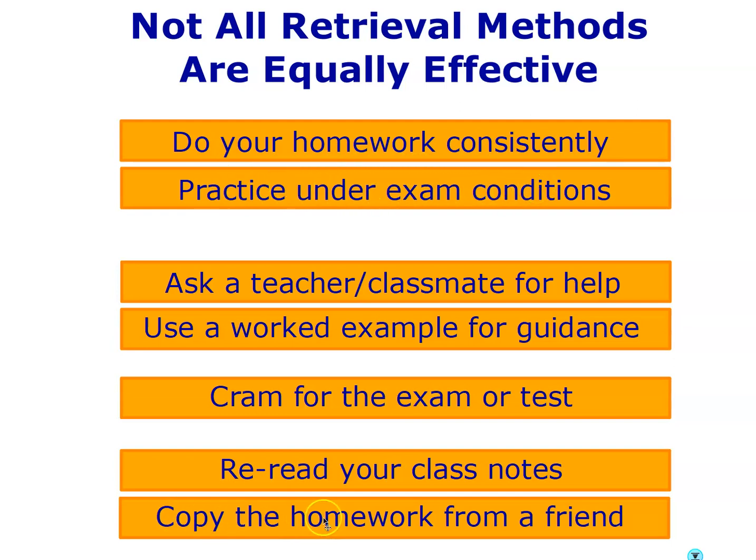And finally, the worst way you can possibly retrieve information is to just go ahead and copy someone's homework because you have to have it done because your teacher's collecting it that day. So yes, it looks like you've done the work. It's in front of you. You've probably learned a little bit by doing that, but not very much. So that's the worst way to retrieve information from your long-term memory.